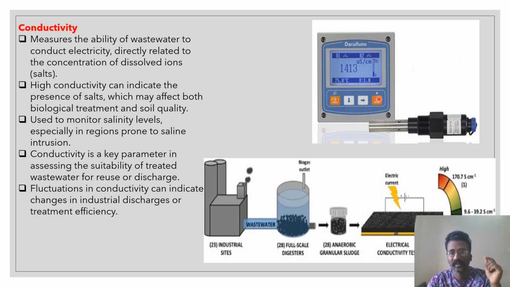Here you can see this is the meter you can use to check the conductivity of fresh wastewater. So here industrial site wastewater is collected. It is full-scale digested. Here is anaerobic sludge, and we can see the electrical conductivity test, which will show the result, high or low. This is all about the conductivity of wastewater.